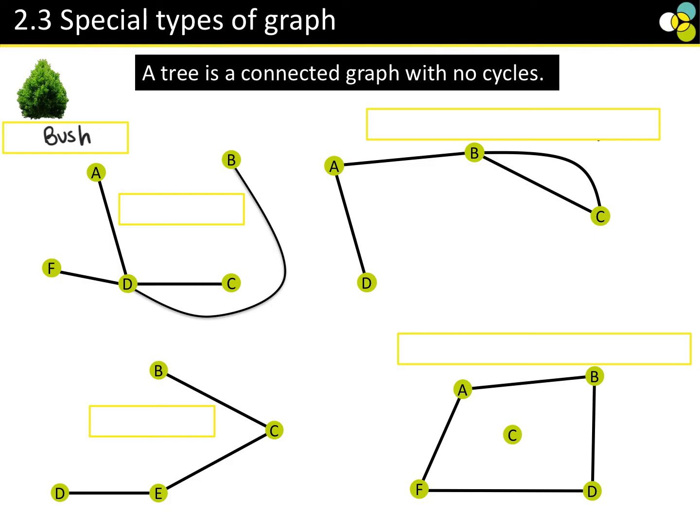So a tree is a connected graph with no cycles. We can see here there's no cycles. This is a tree. This one has a cycle, as you can see, B, C, C, B. This is a cycle here, so this is not a tree. A tree is a connected graph with no cycles. Normally in the exam they will say to you, define a tree, and you will have to write: a tree is a connected graph with no cycles. We can see this one is a tree, and this one is not a tree because it has a cycle.